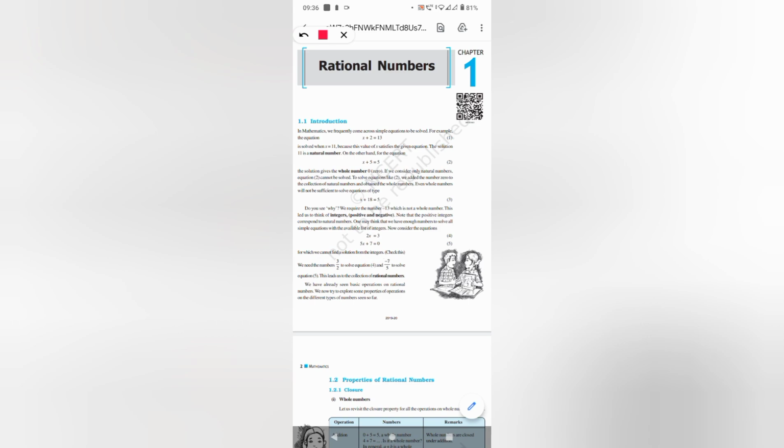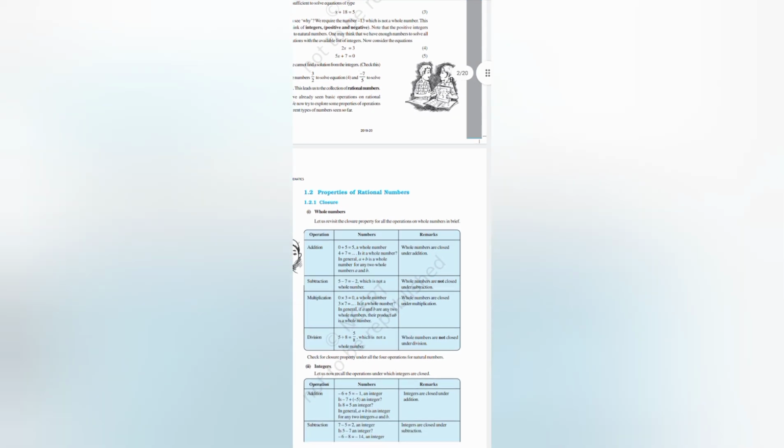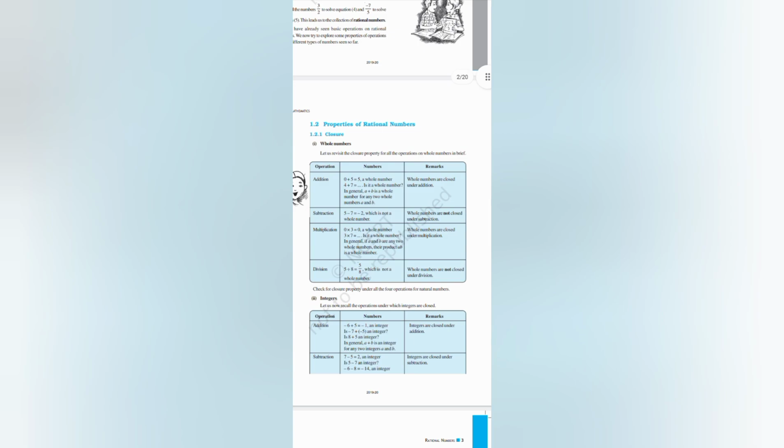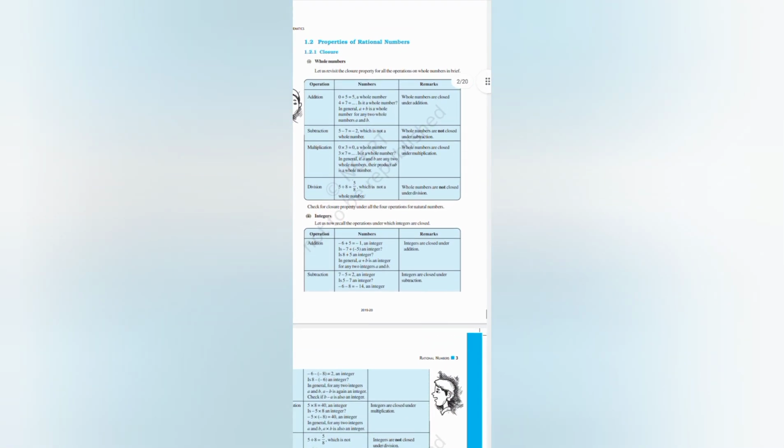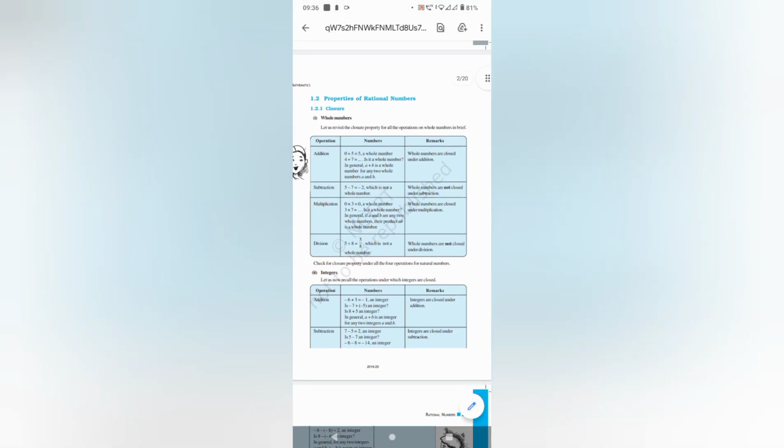So we now try to explore some properties of operations on the different types of numbers seen so far. So, properties of rational numbers. What are the properties of rational numbers? The first property of rational numbers is closure. Whole numbers: let us revisit the closure property for all operations on whole numbers in brief.